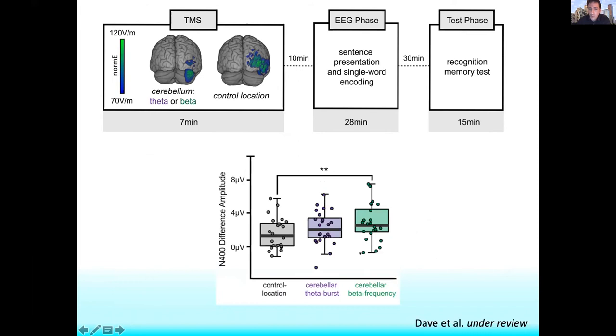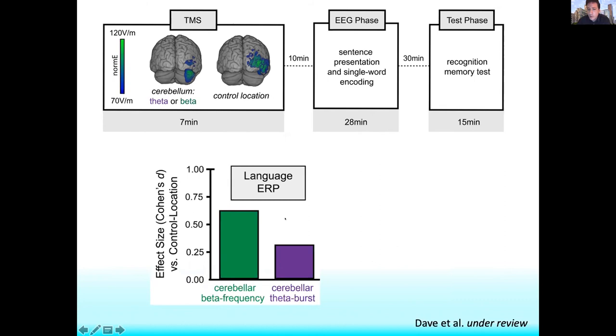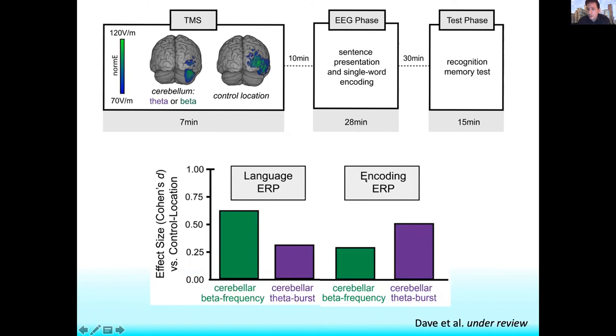And what we found, corresponding with our hypotheses going in, is that beta frequency stimulation had an effect on increasing the amplitude of the N400 response, but theta burst stimulation to the exact same spot did not do anything to the N400 amplitude significantly. In contrast, recognition memory was sensitive to theta burst stimulation of the exact same spot, increasing recognition memory compared to control location and beta frequency stimulation. And if you look at the effect sizes for the ERP correlates of these two different things, you can see that cerebellar beta frequency stimulation had a nice effect on the N400 ERP, whereas theta burst stimulation in the same spot did not. And you see exactly the opposite thing going on with memory-related signals. And so what this suggests is that there's really a double dissociation of the cerebellum's involvement in memory versus linguistic prediction processing, based on the frequency with which stimulation is applied to exactly the same area.